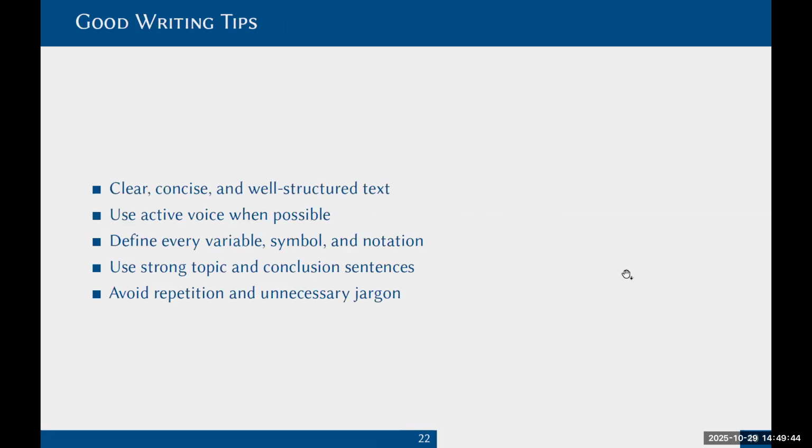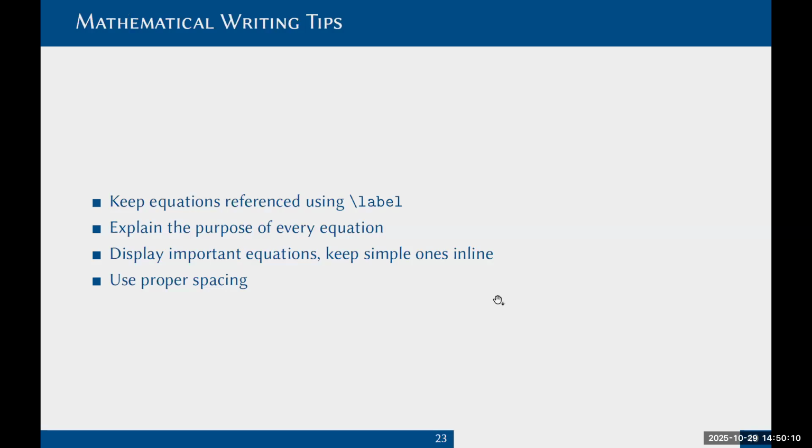Okay. So then what are the good writing tips? Your article writing should be clear, concise, and well structured text. Use active voice when possible. Define every variable, symbol, and notation. Use strong topic sentences and avoid repetition and unnecessary jargon. Okay. So then mathematical writing tips.